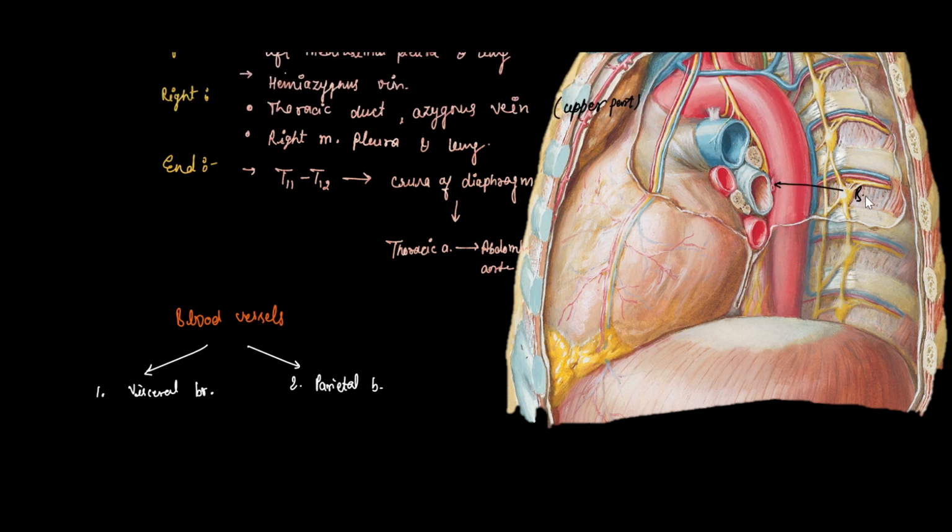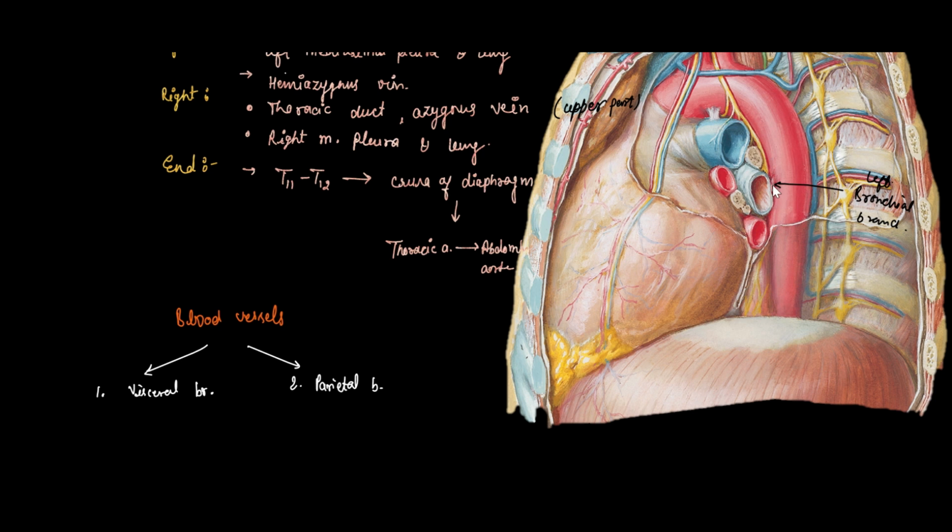This is the bronchial branch, the left one. Okay, left bronchial artery, and on the opposite side given is the right bronchial artery.